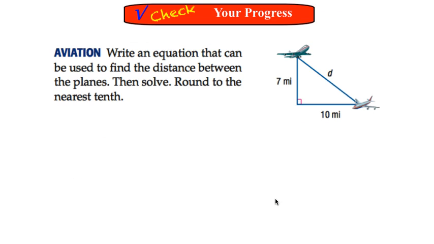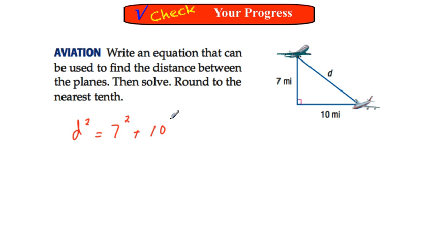Here's one for you to check on your own. Pause the video, see if you can come up with the length of side d, and I'll show you when you get back. Alrighty, let's take a look at this one. So this one, our equation should be d squared is equal to 7 squared plus 10 squared, right?